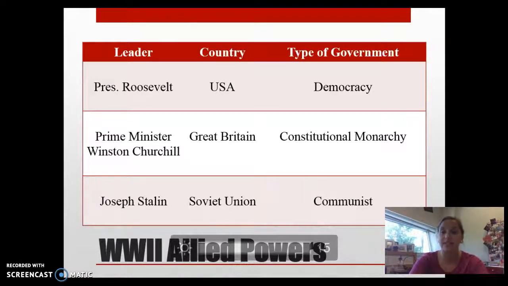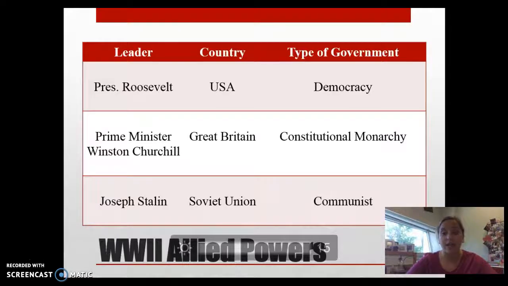And Winston Churchill has a constitutional monarchy. If you remember correctly, a constitutional monarchy is when you have a king or queen, or you have somebody who is in rule like a monarchy. But there's a constitution, a set of rules that they have to abide by as they are in rule.